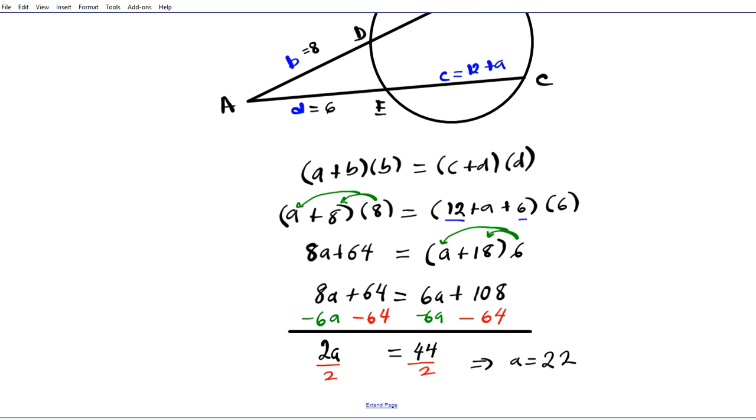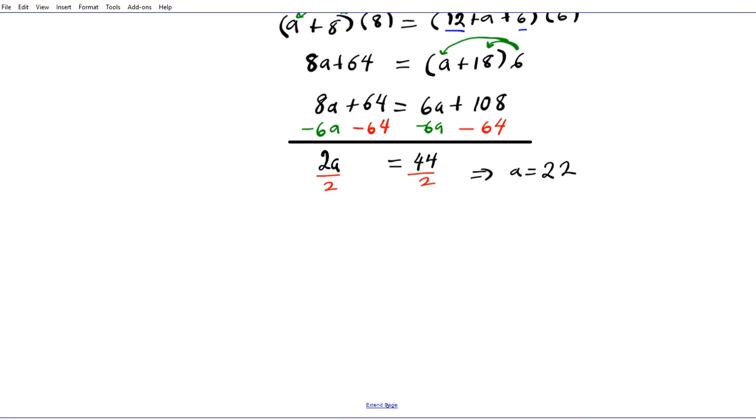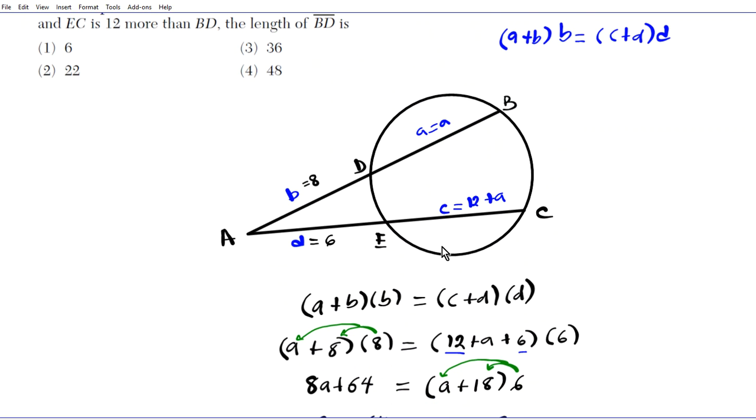Okay, so if you go back to the figure, a is DB or BD, so the length of segment BD is equal to 22. Answer for number 15 is clearly option number 2.